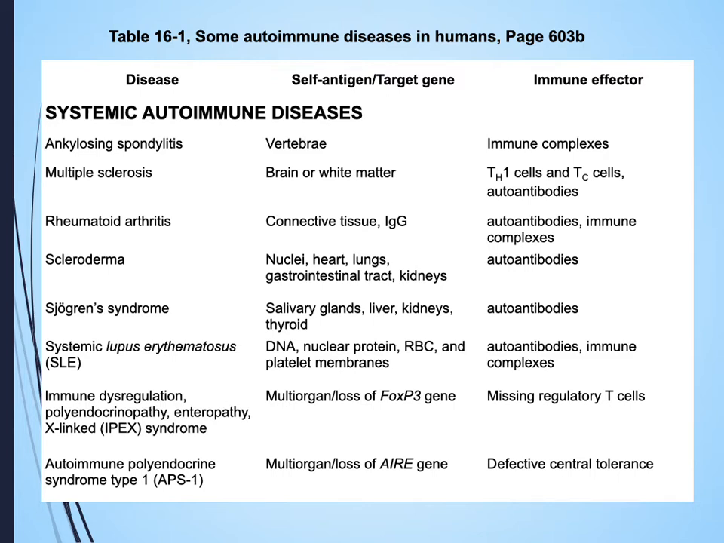Multiple sclerosis is one you might be familiar with. This actually affects brain matter, and depending upon what part of the brain is affected can give you different symptoms. Th1, cytotoxic T cells, and autoantibodies are found in these individuals. Also, lupus has a number of different targets, so anything from nucleic acids to nuclear proteins. And again, we can see autoantibodies and also immune complexes that are formed. And there's a number of additional ones that are on here.